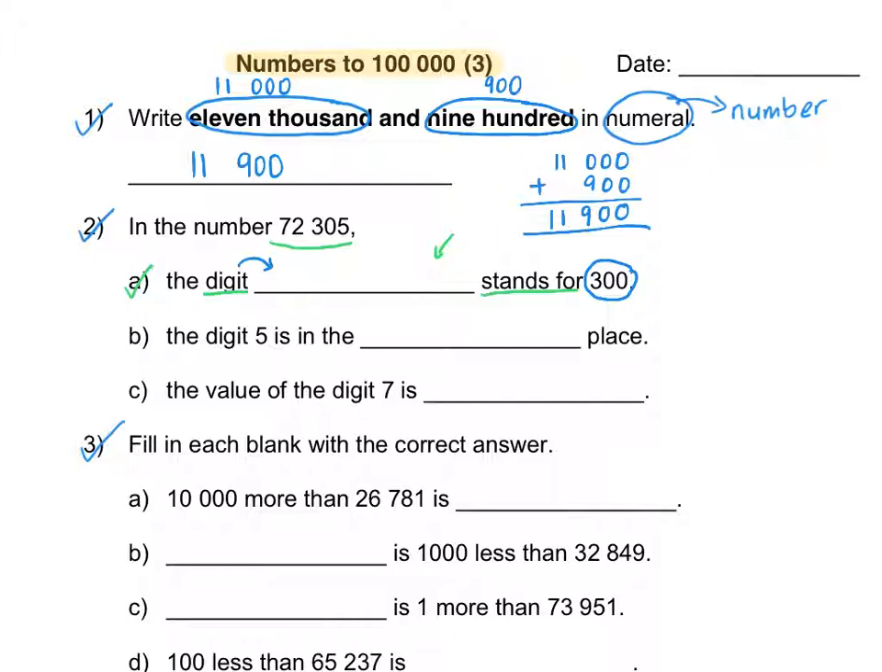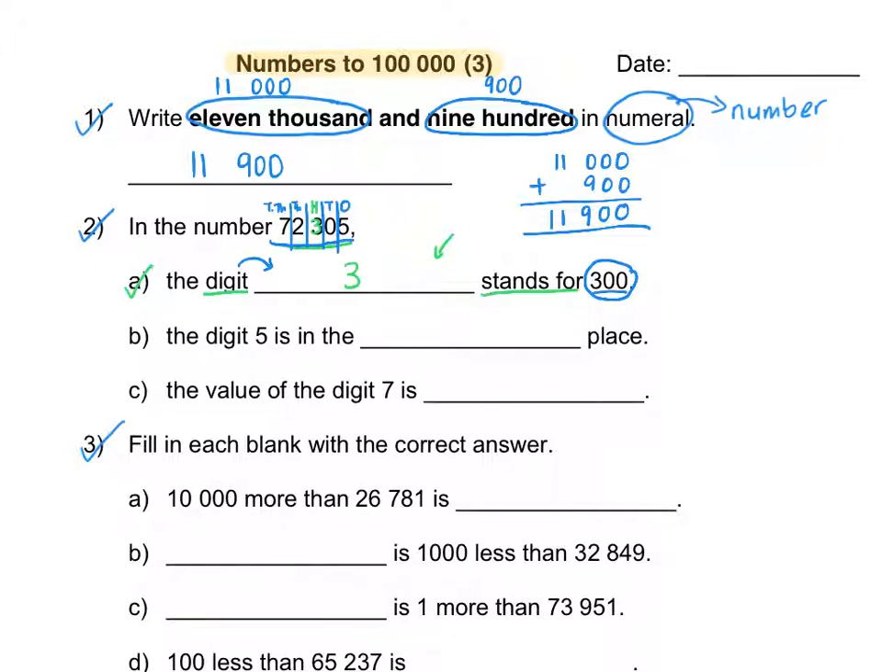Before we can even answer that, remember, whenever we see a number, what must we do first? We must label its place value chart. Let's do it. We always start labeling from the ones place. 5 ones, 0 tens, 3 hundreds, 2 thousands, 7 ten thousands. So if you're looking at 300, which digit in the number stands for 300? The answer will be the digit 3. So the answer for part A would simply be 3.